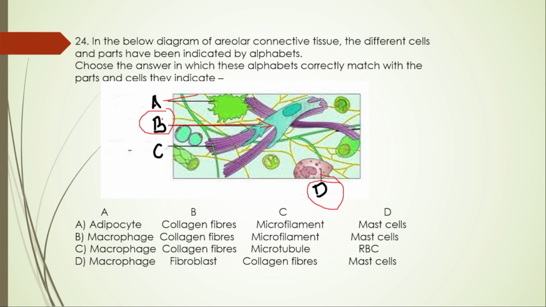Macrophage, collagen fiber, fibroblast, and then mast cell. So here let's go with option B. Just make a little correction here. See, here it is fibroblast. Right here it is a fibroblast.